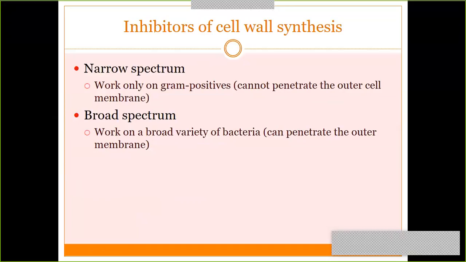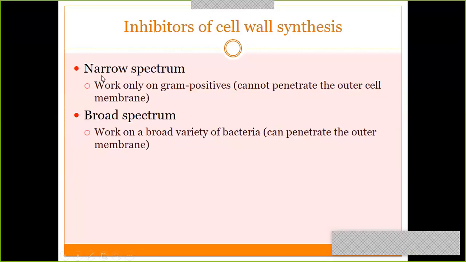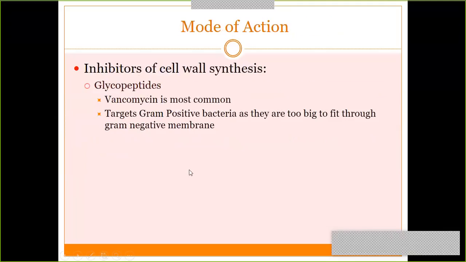Basically, again, there's going to be a spectrum of activity. If I talk about narrow spectrum, it means it's only going to work on one type of organism. For example, glycopeptides. Remember, glycopeptides are part of the cell wall synthesis. They only do gram positives because they're too big to fit through. And then broad spectrum will work on a variety. So like the penicillins, the beta-lactams were broad spectrum.